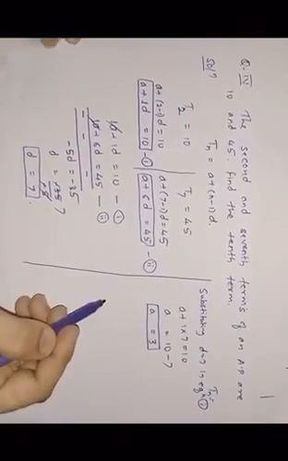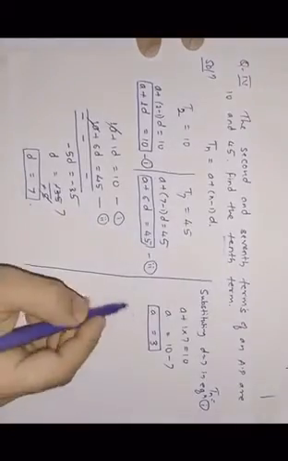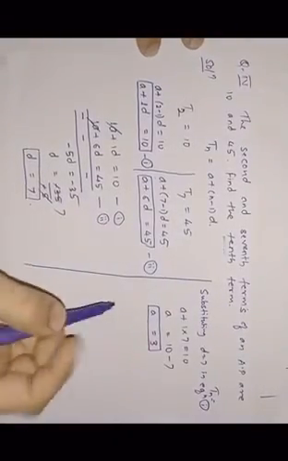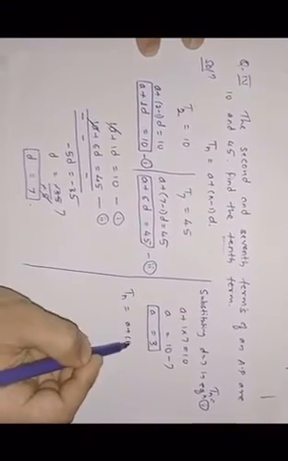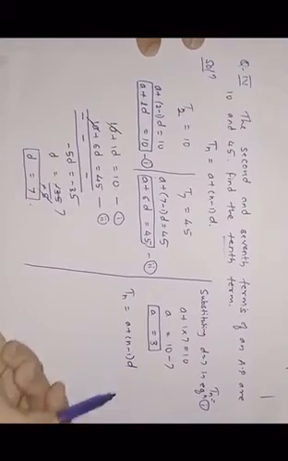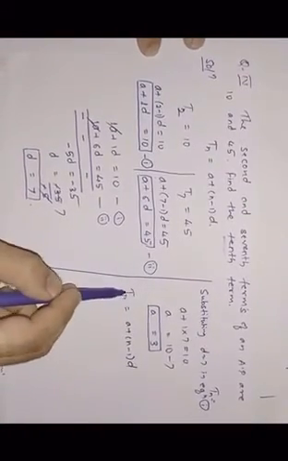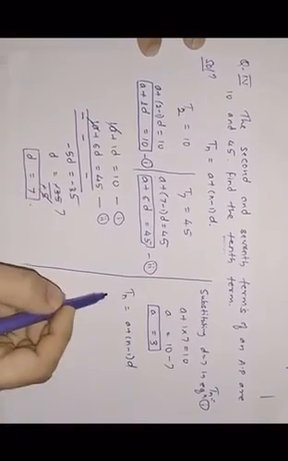We can find out now what is the 10th term. They have asked what is the 10th term, no? So to find the 10th term, you should know what is A, what is D, and what is n. Because the formula is Tn is equal to A plus n minus 1 D, and we have to find the 10th term.